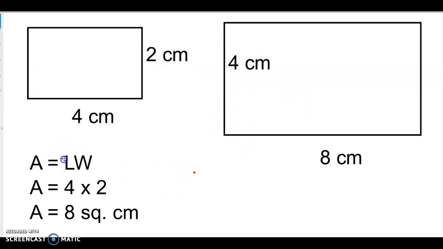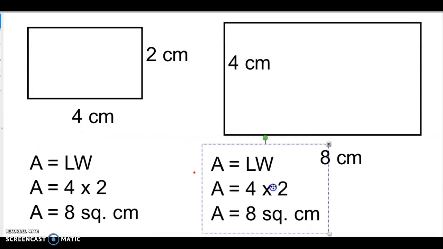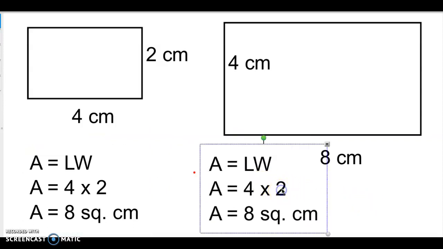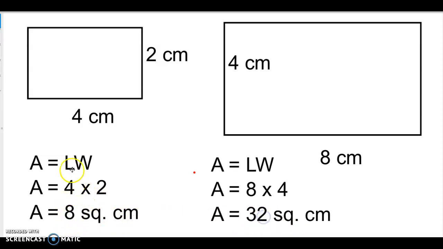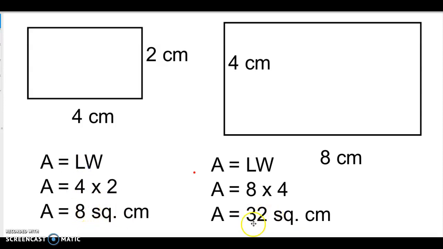Now I'm going to ask you to find the new area of the new figure. So I'm going to copy this over here and change it up. The area is length times width, but it's not 4 times 2 anymore. It's 8 times 4, which is 32 square centimeters. So what happened was when I doubled the dimensions, the area was multiplied by 2 and then by 2 again. So 8 was actually multiplied by 4 to get 32. Okay, and that's how the area changed. It was 8 and became 32 just by doubling the dimensions.